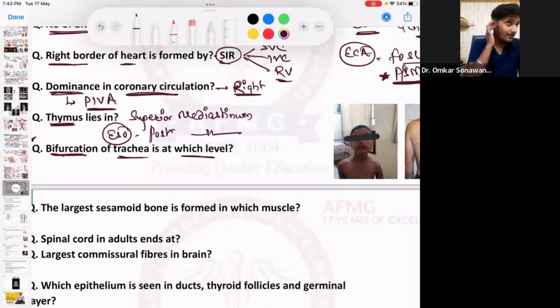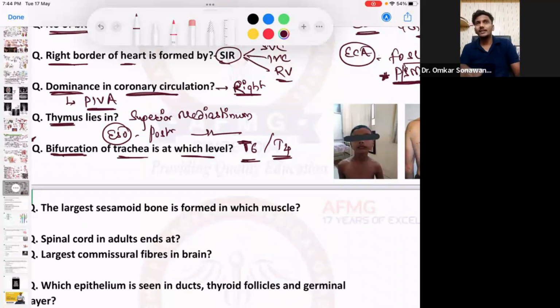C4. Bifurcation of trachea is at. Most commonly it is said that in living individuals it is the T6 level, whereas in cadaveric it is the T4 level. T6 and T4 level. Okay, no issues with this.